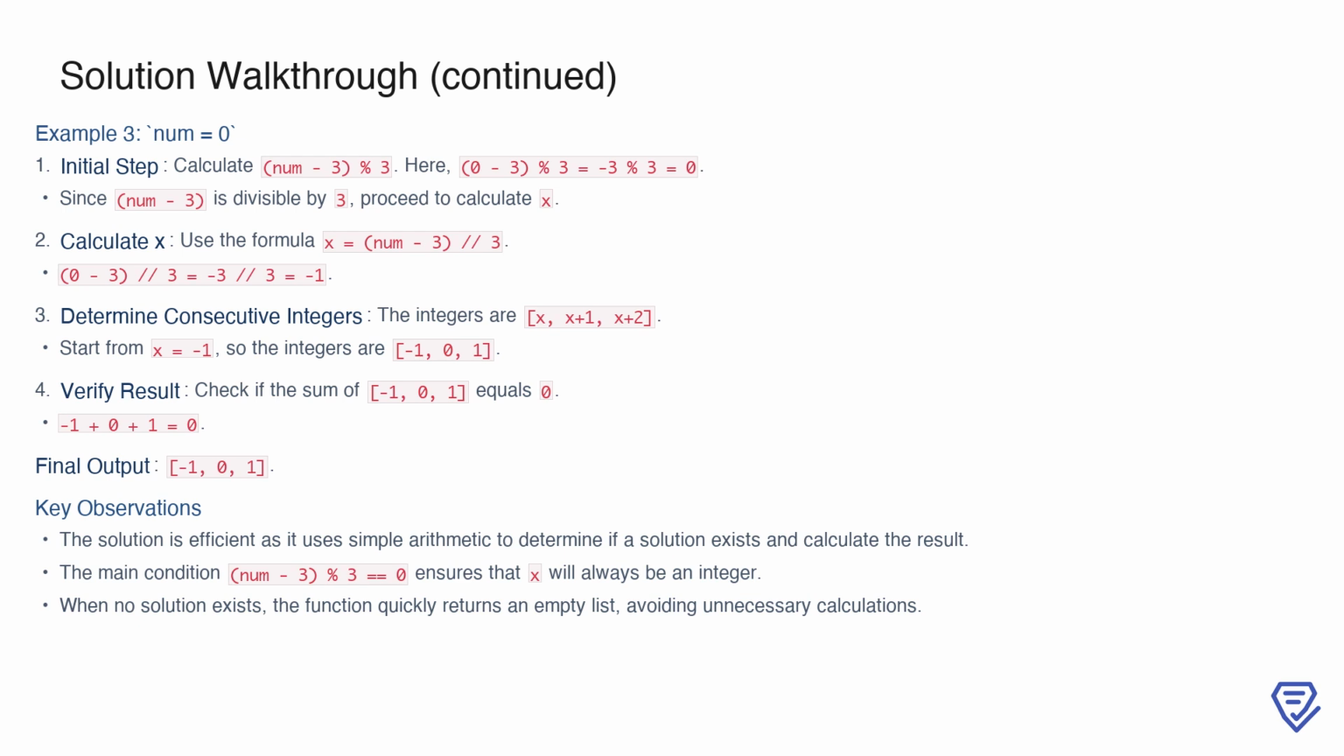A few key observations about this approach: it's efficient because it relies solely on simple arithmetic checks and calculations. The condition, (number - 3) % 3 equals 0 ensures that x is always an integer, and when no solution exists, the function quickly returns an empty list without unnecessary computations. This makes the solution both clean and effective.